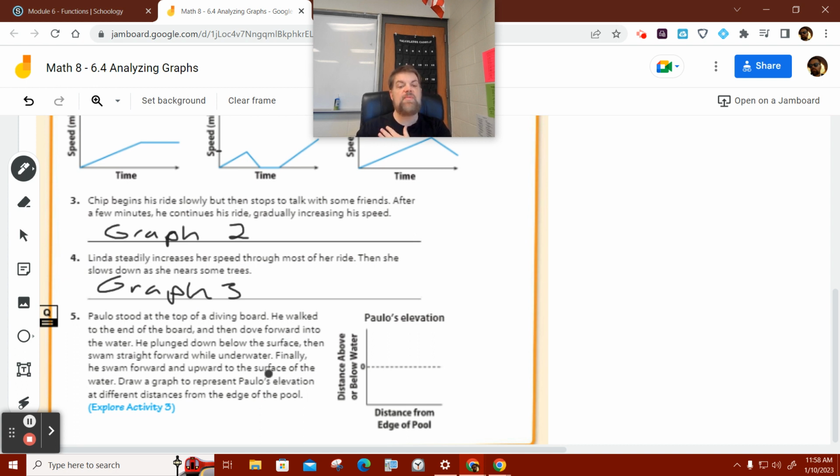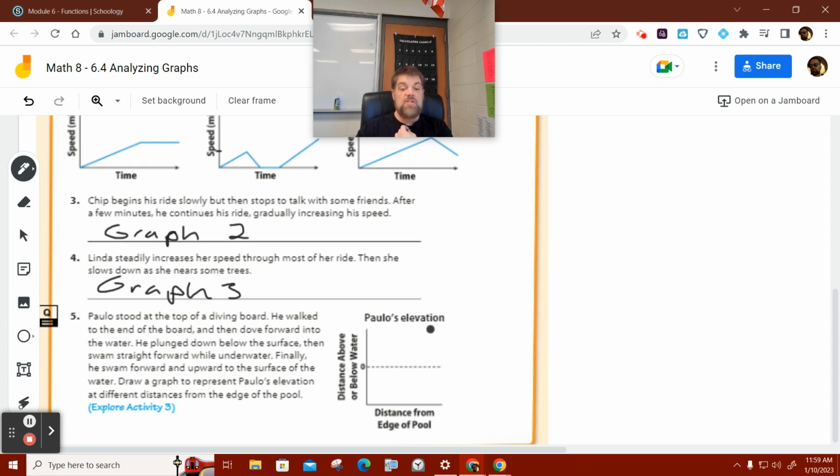Paulo stood at the top of a diving board. Graph 1, they just didn't ask about. Paulo stood at the top of a diving board. He walked to the end of the board, then dove forward into the water. He plunged down under the surface of the water and swam straight forward in the water for a while. Finally, he swam forward enough and upward to the surface of the water.